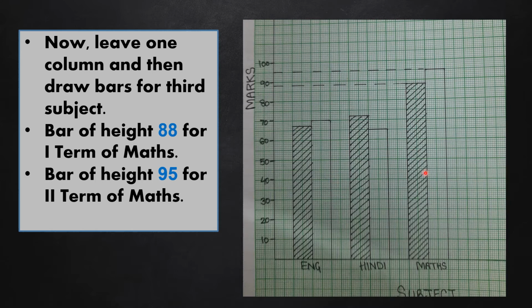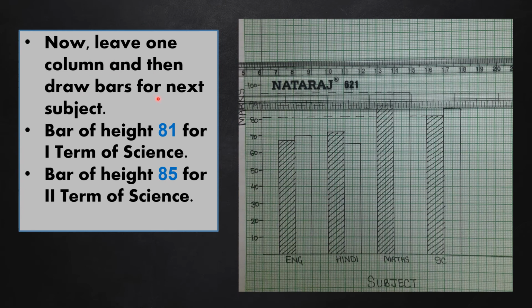Now you can see that the key is being followed. We mark a dashed bar for the first term and a plain bar for the second term, and the second term has a height of 95 here. With the help of a ruler, we can easily make sure it corresponds to the y-axis. Next, leave one column and draw the bars for the next subject. Every time we leave one column and then draw the bars for the next subject. In science, the first term is 81, and the second term corresponds to 85.